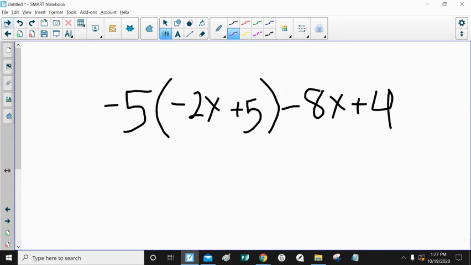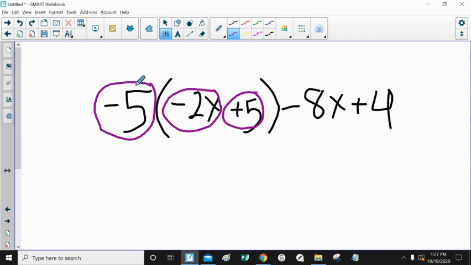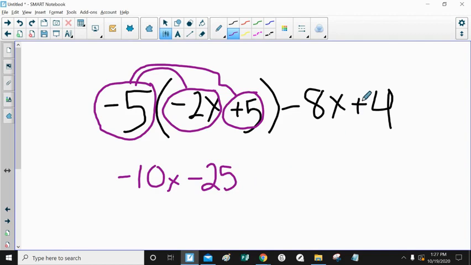One more problem. So now I'm going to distribute my negative 5 to everything inside the parentheses, and then I'm going to simplify the rest of my expression. So again, I'm going to start by boxing or circling my terms so that I remember what's positive and what's negative. And then I'm going to draw my lines so I know that I'm going to multiply negative 5 times negative 2x, and that becomes a negative 10x. And now I'm going to multiply negative 5 times a positive 5. That becomes a negative 25. And then I'm going to write the rest of my expression, negative 8x plus 4.